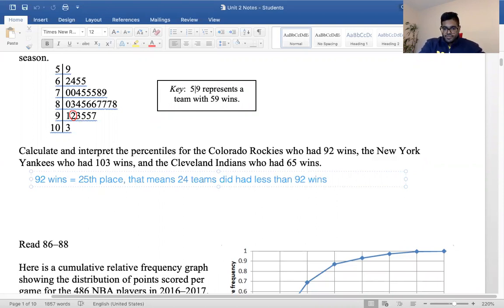Okay. So, dot, dot, dot, how do we turn that into a percentile? Well, there's 30 teams total. So 24 divided by 30 is equal to 0.8, or in this case, the 80th percentile.